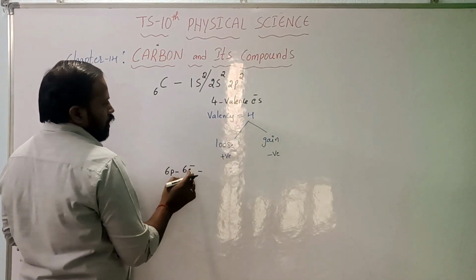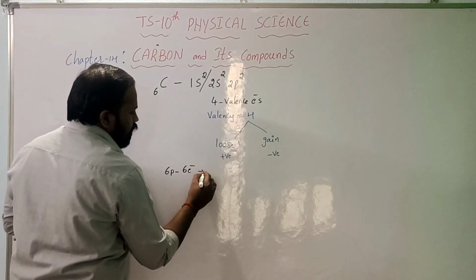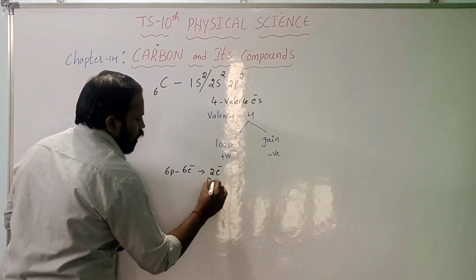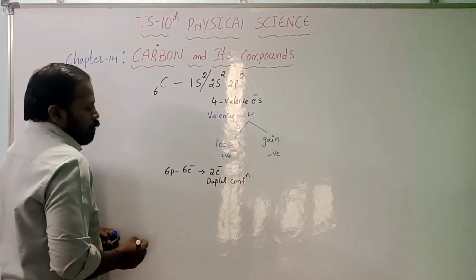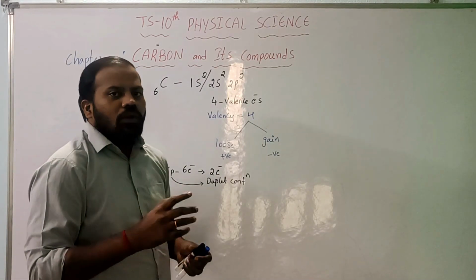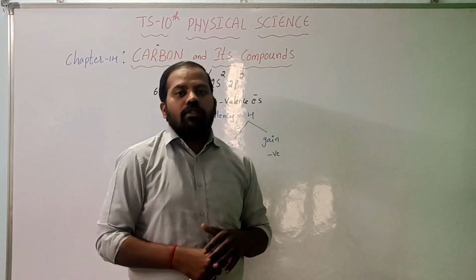If it loses these 4 electrons, it attains 2 electrons, which is the duplet configuration. So 6 protons with a duplet configuration is not possible. The 6 electrons and 6 protons.